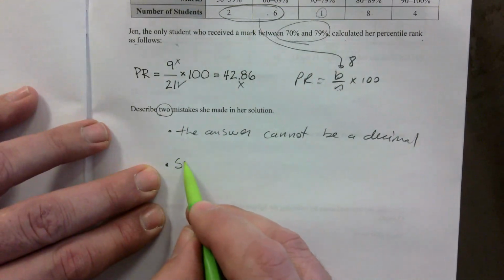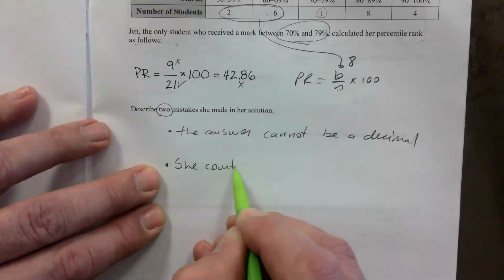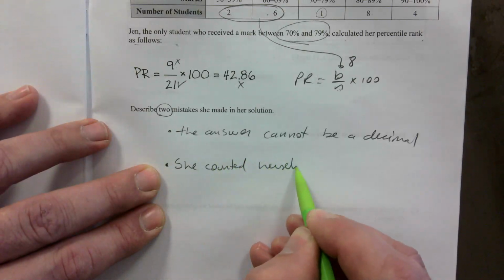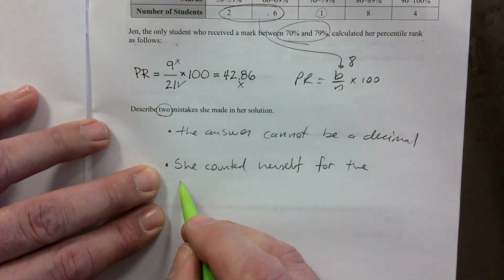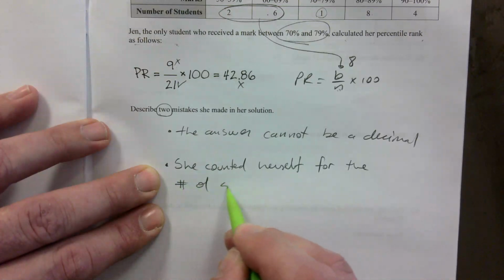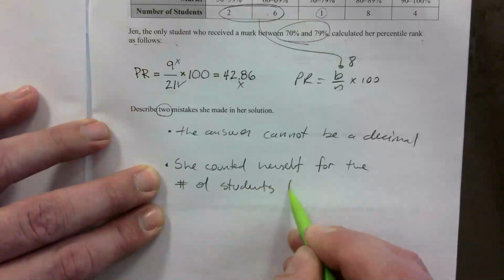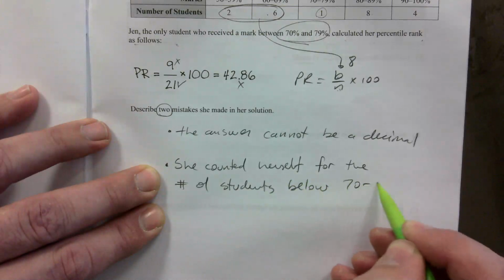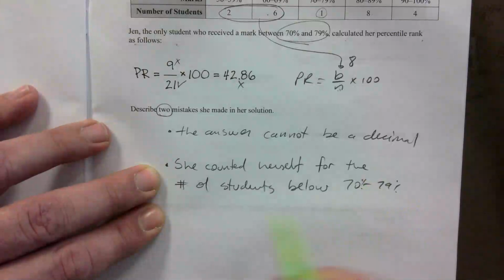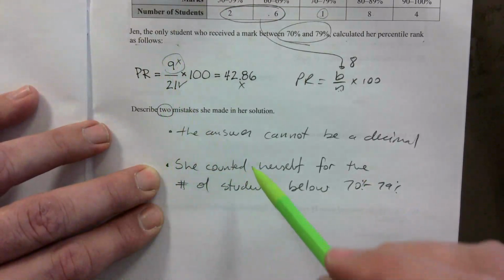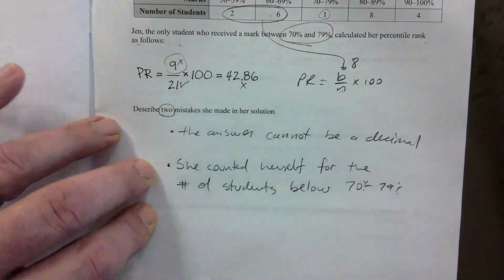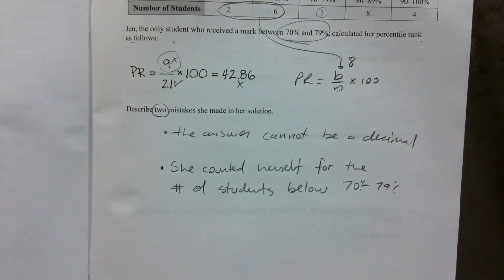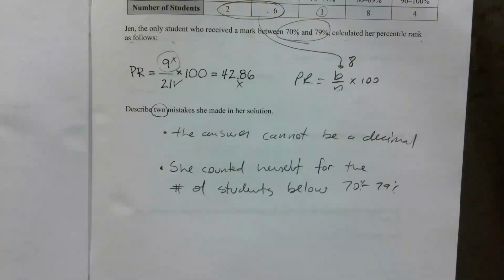So you can say she counted herself for the entry for the number of students below 70 to 79%. Okay, something like that. Just make a reference. You can even make an arrow saying that is incorrect because that should have been 8. Use whatever you can to show us that you understand, and you will score the marks.